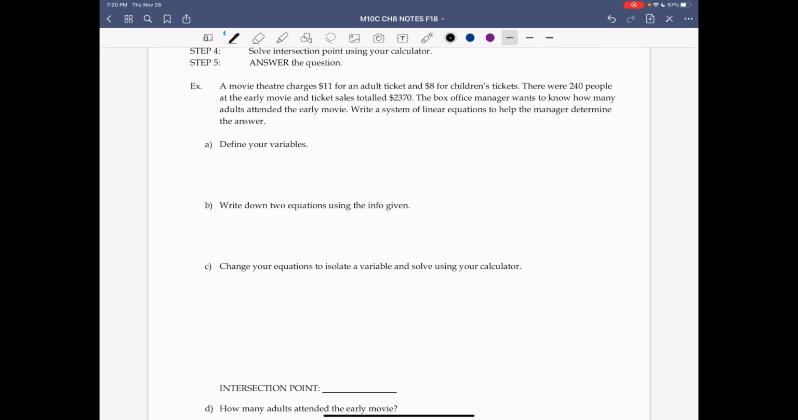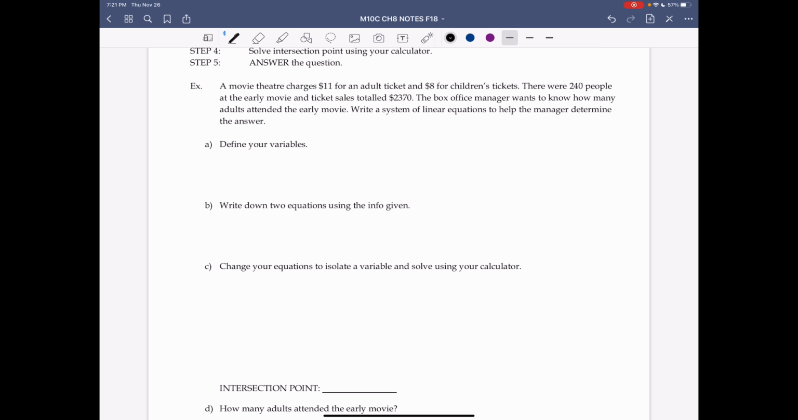Example: a movie theater charges $11 for an adult ticket and $8 for children's tickets. There were 240 people at the early movie, and ticket sales totaled $2,370. The box office manager wants to know how many adults attended the early movie. Write a system of linear equations to help the manager determine the answer.